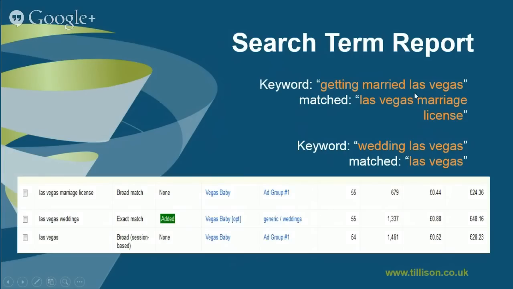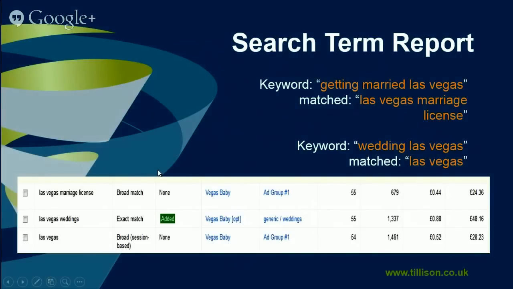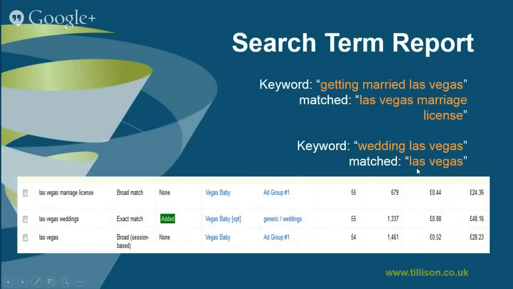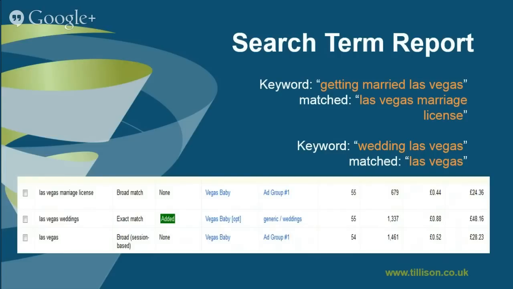But as it's an unmodified broad, it's matching with other words and other words that aren't relevant. So marriage license is just someone obviously wanting to better run it themselves. The biggest example as well, wedding Las Vegas has just matched contextually with Las Vegas, and that can match so much. That's not what he's doing. He only does the weddings. As you can tell, that's a whole other can of worms, isn't it?